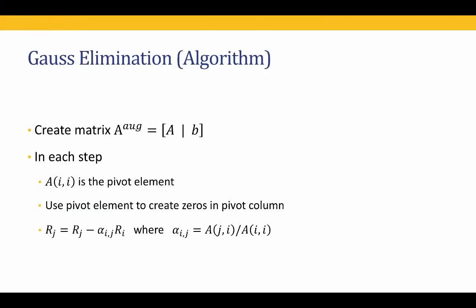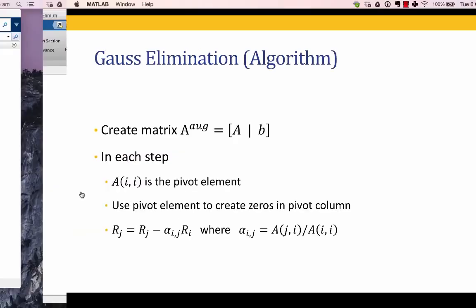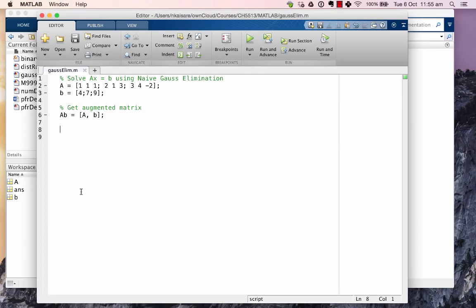Okay, let's go back. Now at each step Aii is the pivot element. So first we will have A11 as the pivot element, then we will have A22 as the pivot element, and finally A33 as the pivot element. We don't have to do anything with A33, mainly because row number 3 is the last row. So let's actually do this.